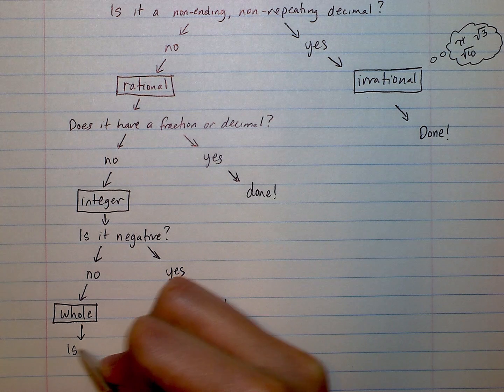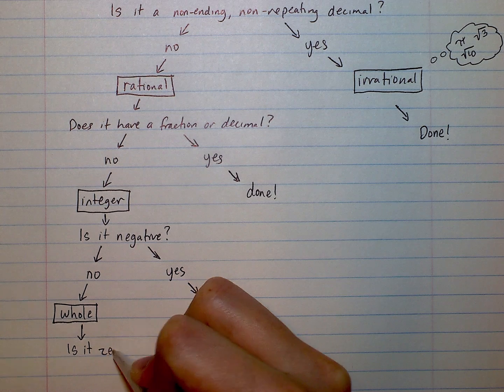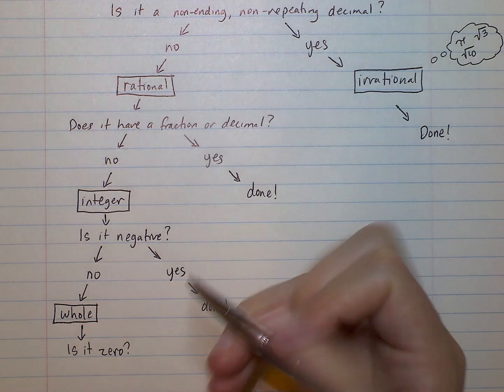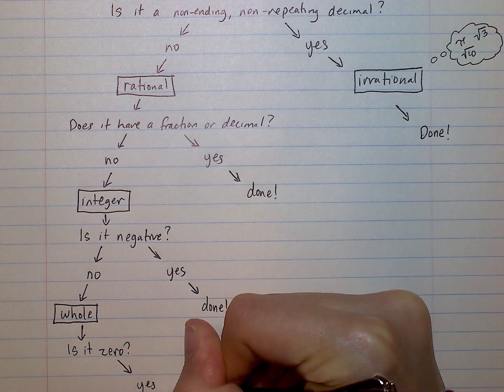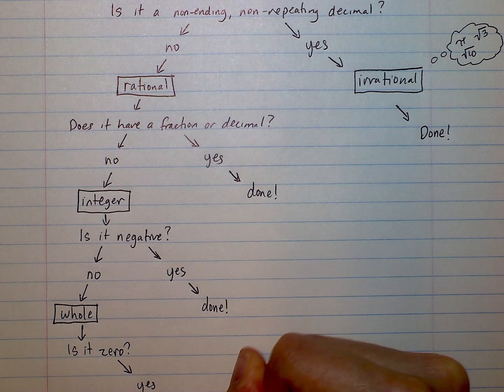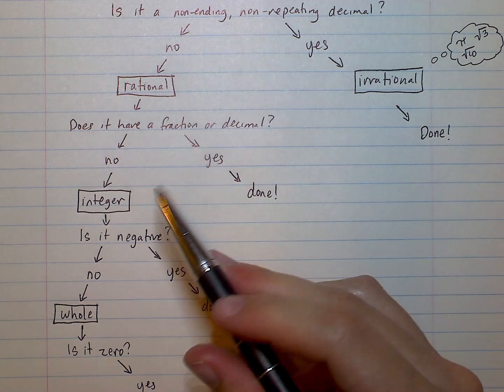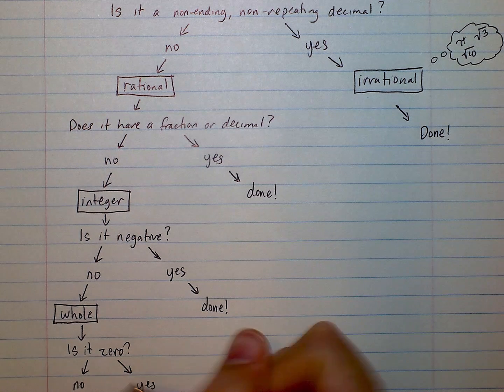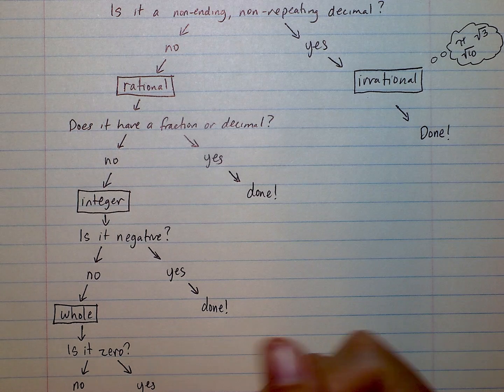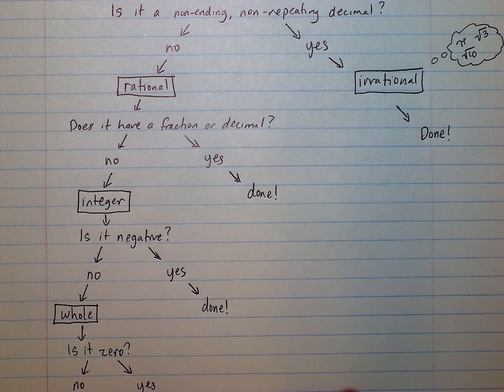The question is, is it 0? Is your number the number 0? And if the answer is yes, then you're done. The number 0 is real, rational, integer, and whole. If your answer is no, what that means is that your number is a positive number.